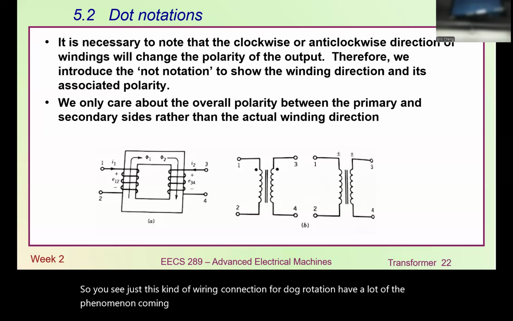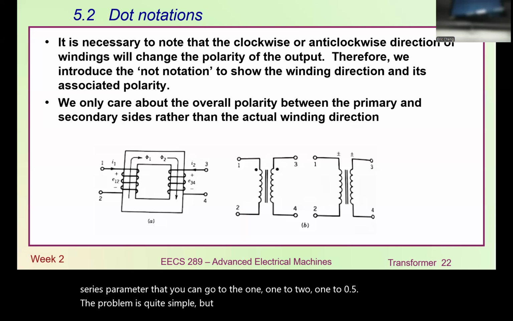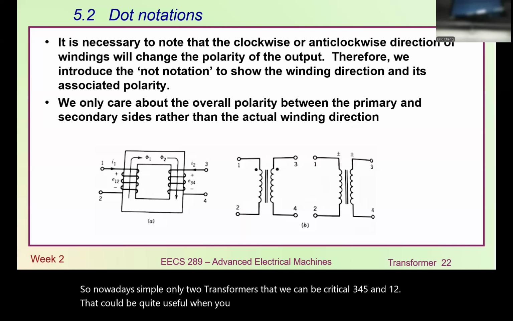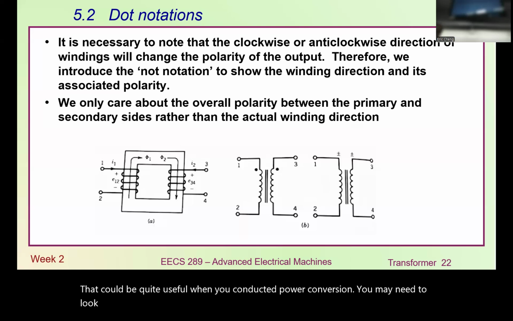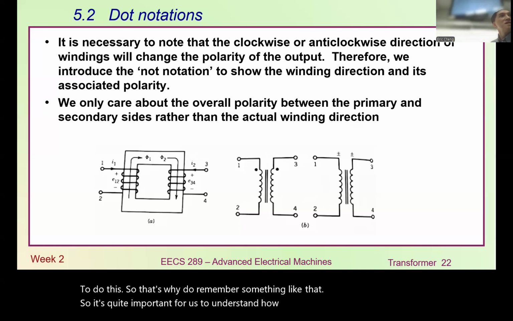You're able to connect the transformer in parallel, series, parallel, you can produce 2-to-1, 1-to-2, 1-to-0.5, many things. The problem is quite simple, but you get a lot of phenomena coming out. Now it's simple, only 2 transformers, but we can increase to 3, 4, 5 transformers. That could be quite useful. When you conduct the power conversion, you may need to look into different kinds of methods to do this. So do remember something like that. It's quite important for us to understand how to connect.